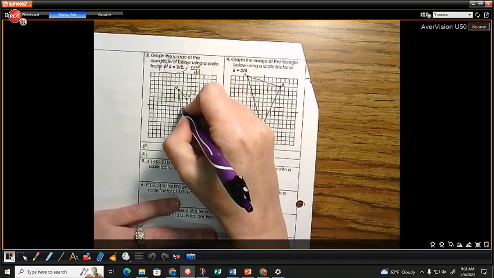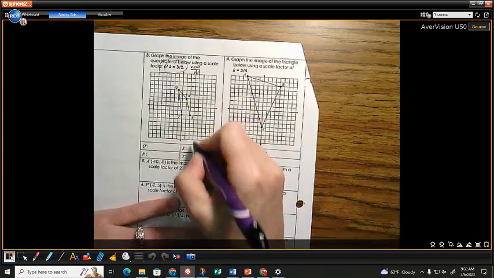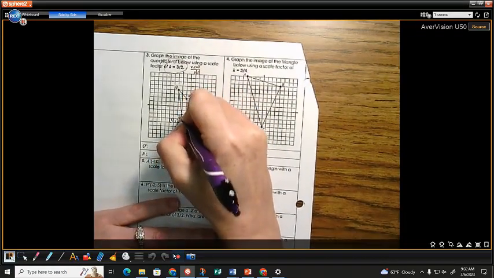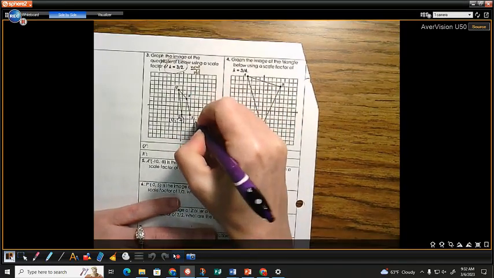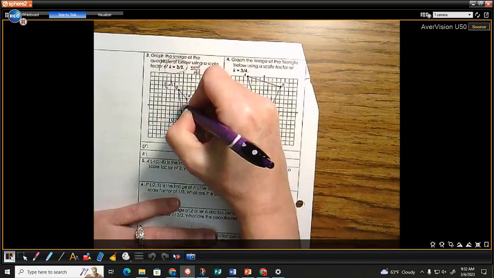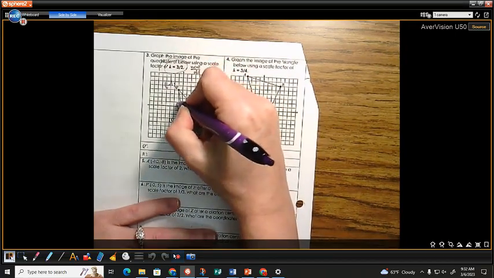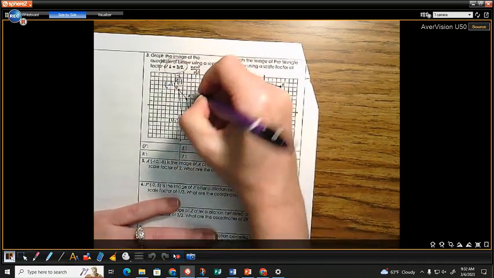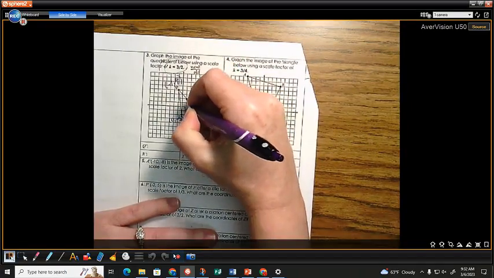Thank you. 0, -2. So T is at 0, -2. And S is at 2, -2. And Q is at -1, 4. And R is at 1, 2. Did I find my points right? Did I do good? I hope I did.